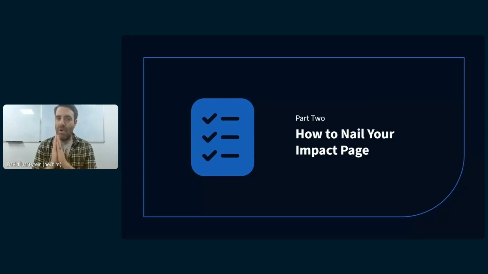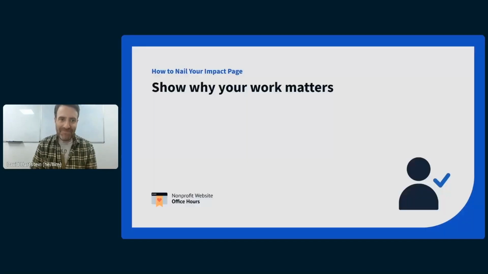You know your organization and your audience better than anyone else in the world. So make sure that you're applying these through your own gut. What do you think is going to resonate with your audience and showcase your work in the most compelling way possible? All right. So first step here is to show why your work matters.